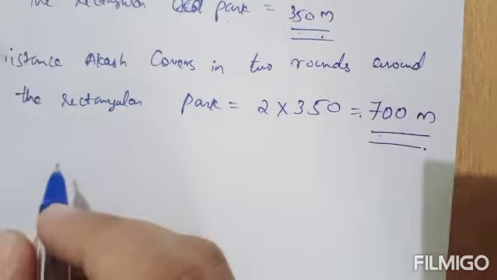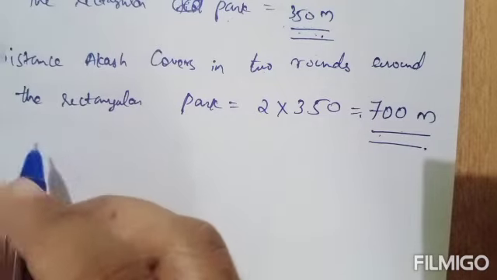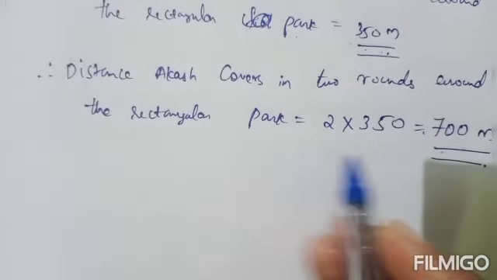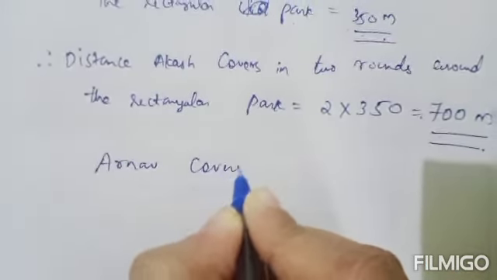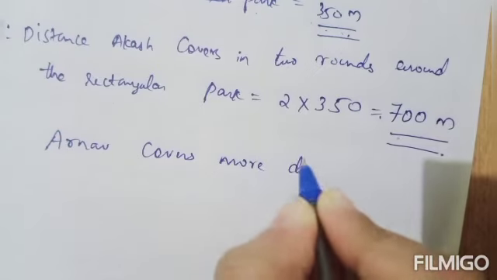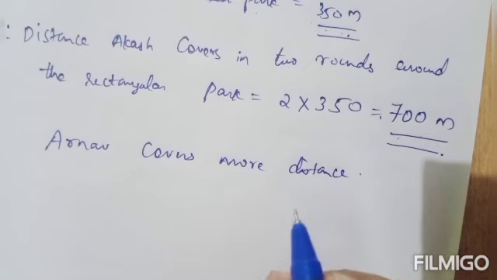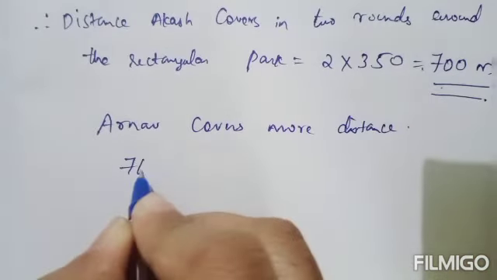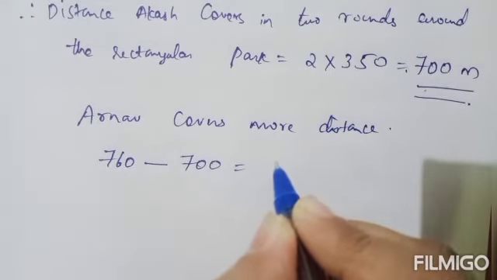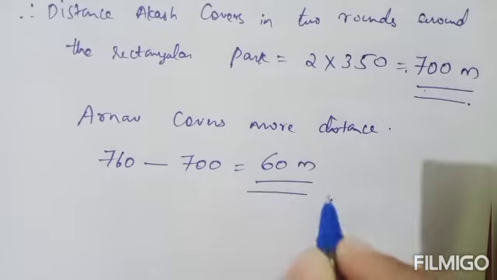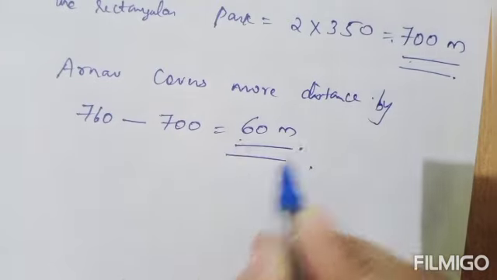Okay, now who covers more distance, Agash or Arnav? Arnav covers 760 meter and Agash covers 700 meter. So Arnav covers more distance. Okay, and by how much? How can you find by how much Arnav covers more distance? Just subtract Agash's distance from Arnav's distance. That is 760 minus 700. You will get 60 meter. Okay, so Arnav covers more distance by 60 meter.